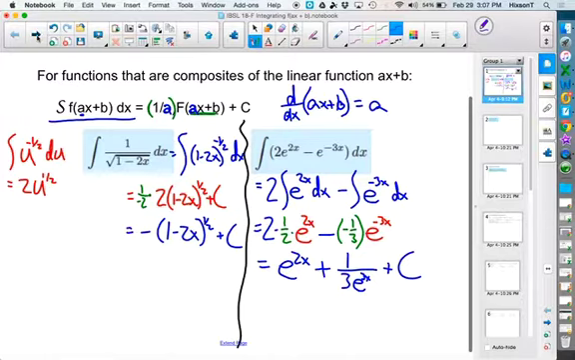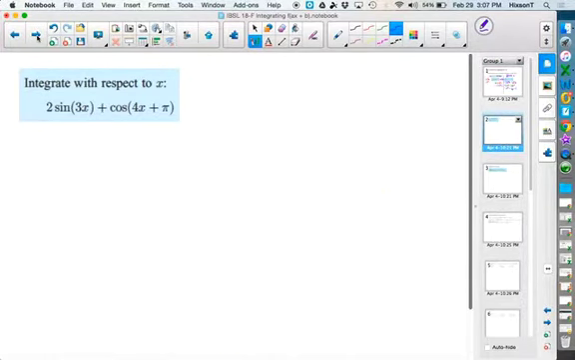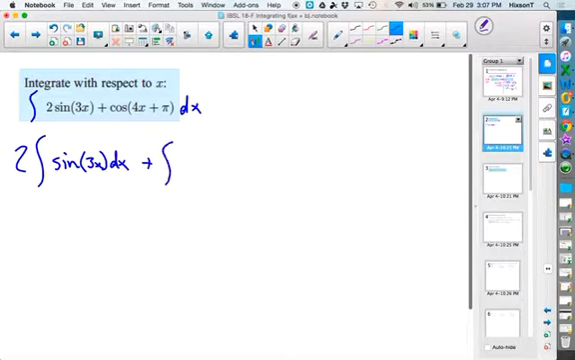All right, let's try another one here with some trig. So, we are taking the integral of this with respect to x. Again, separating this so that it's 2 times the integral of sine of 3x dx plus the integral of cosine of 4x plus pi with respect to x. That'll be helpful.